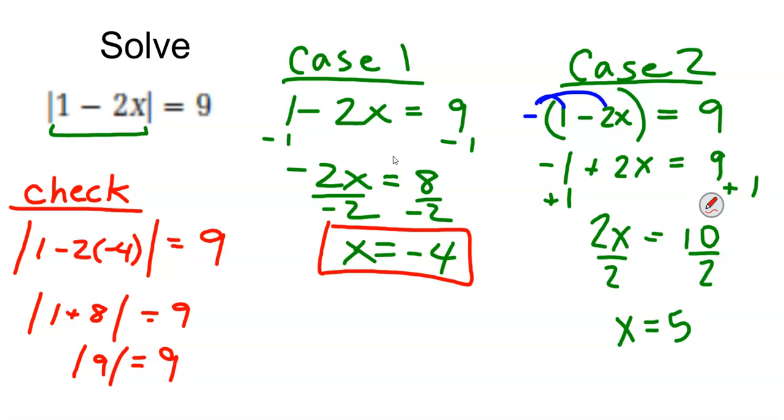Now I'm going to do the same thing, but I'm going to plug in 5. So I'm just going to change my values here. Instead, I'm going to plug in a 5. So now we have 1 subtract 2 times 5. So 1 subtract 10, which ends up giving me a negative 9. Now, is the absolute value of negative 9 equal to 9? Yes, it is. So that means x equals 5 is one of my answers as well. So we have two answers for this problem.